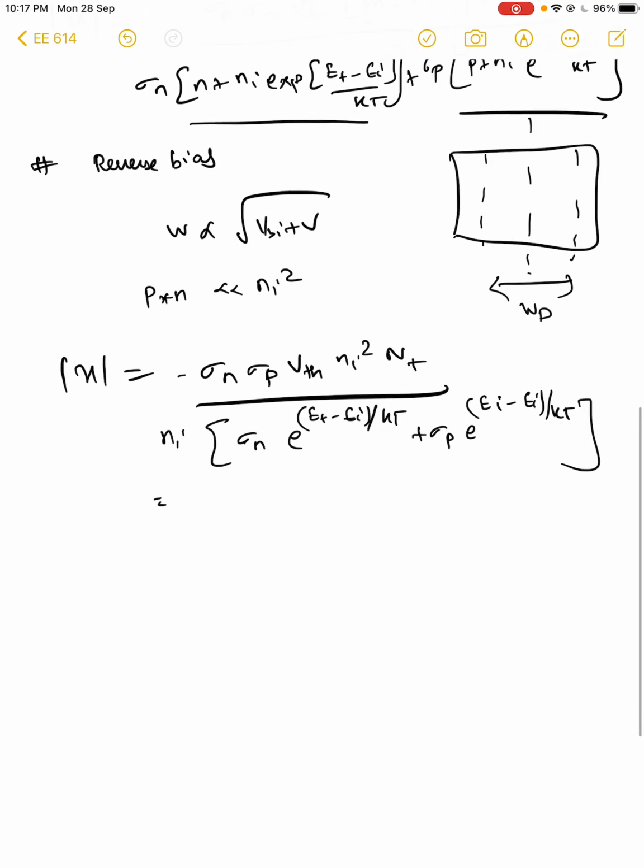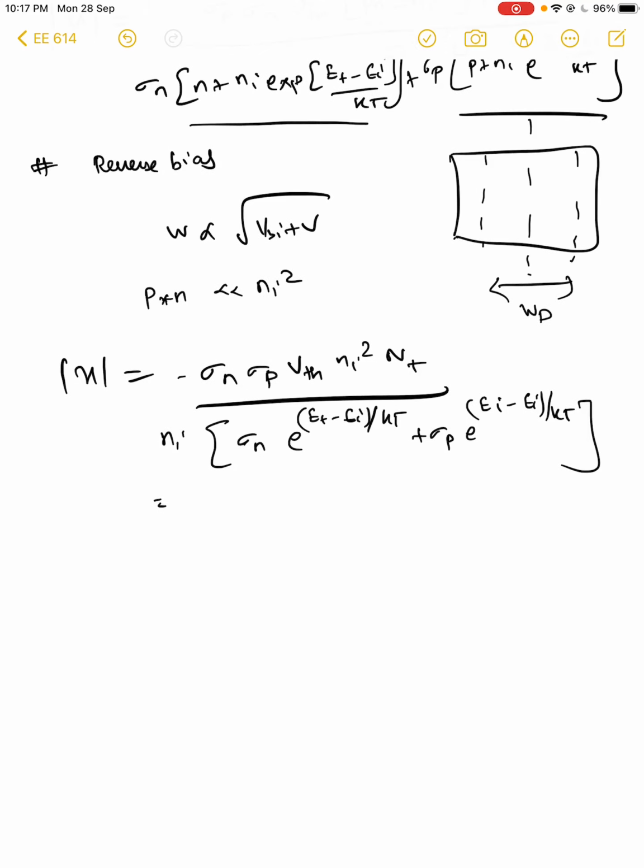So you will have sigma n, or sigma p, let's say sigma n vth ni Nt, which can be written as ni by tau g. This is obviously negative, because it's more generation than recombination. Tau g being the effective generation lifetime. Tau g is 1 by Nt vth sigma n.